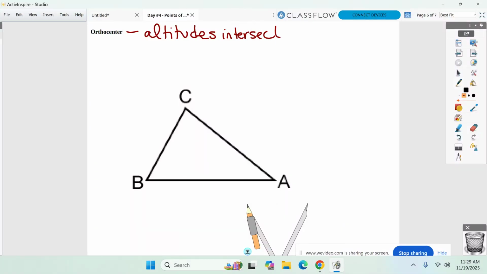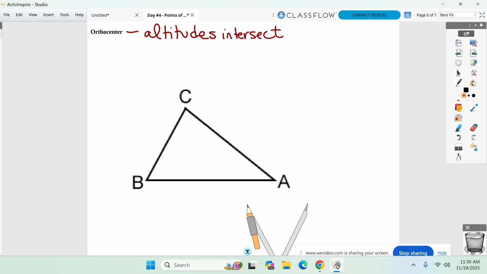Also here, I'm not going to write it down. Look at the triangle I'm having you find the orthocenter for. Is it acute, obtuse, or right? Looks like it's an acute. So prediction, where would the orthocenter be located? Inside. Definitely going to be somewhere inside. So keep that in mind.